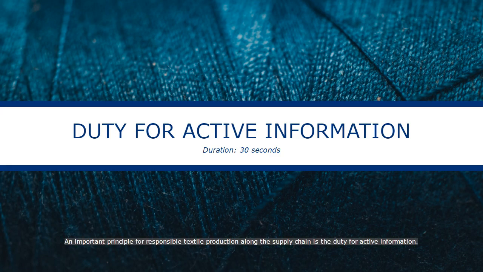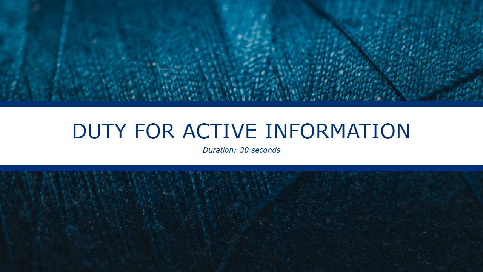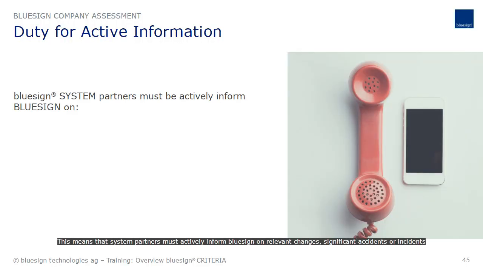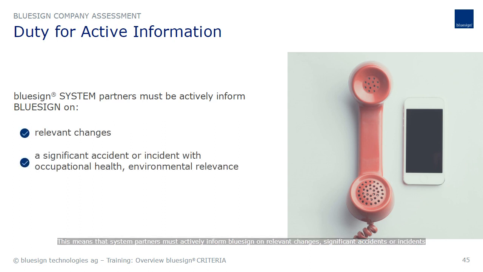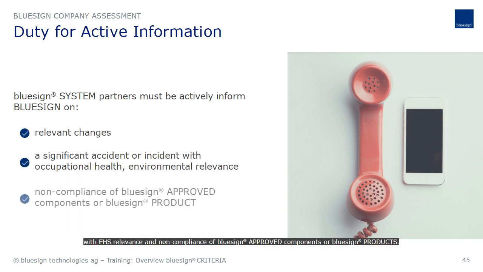An important principle for responsible textile production along the supply chain is the duty for active information. Please click the arrow to continue. This means that system partners must actively inform Bluesign on relevant changes, significant accidents or incidents with EHS relevance, and non-compliance of Bluesign approved components or Bluesign product.